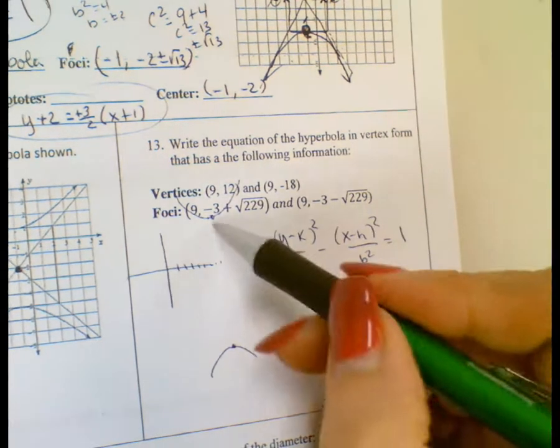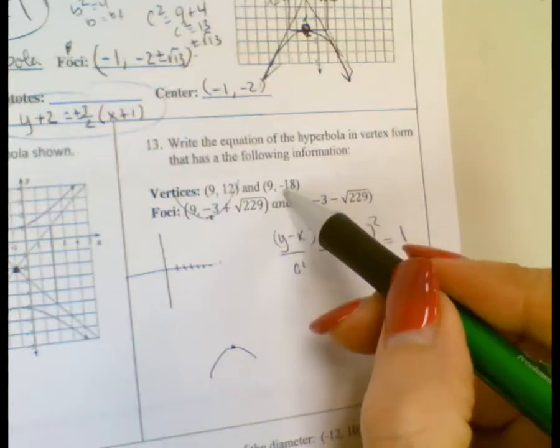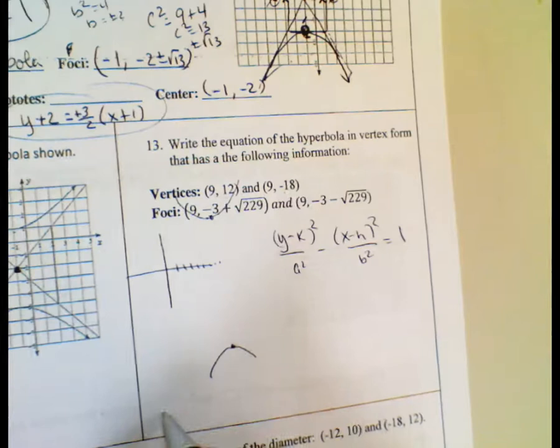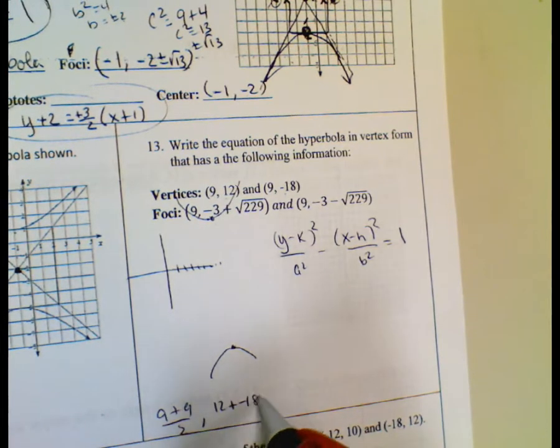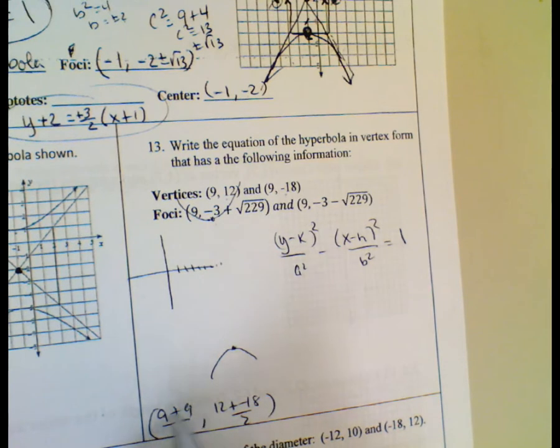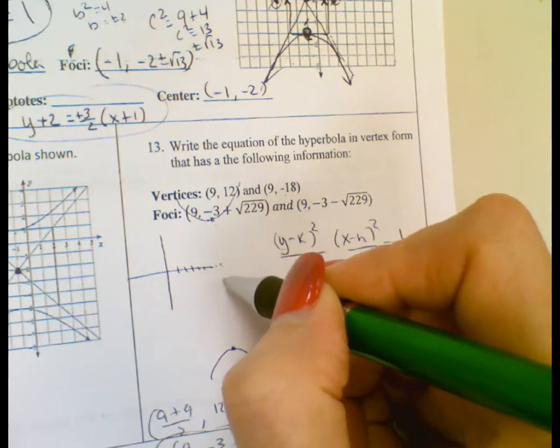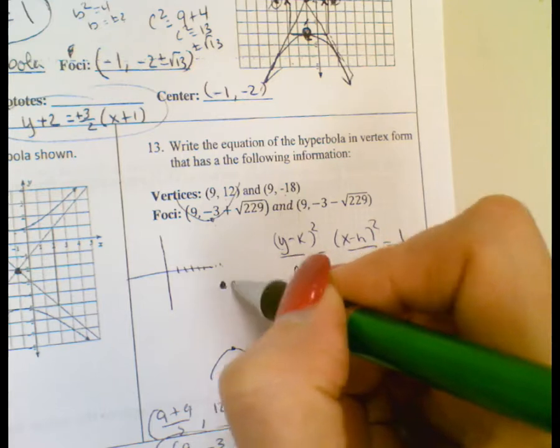So the center is the midpoint of 9, 12, and 9, -18. So if you did like a midpoint formula, you'd go 9 plus 9 over 2 and 12 plus negative 18 over 2. This is the midpoint formula. 18 over 2 is 9. This is negative 6 over 2, which is negative 3. This is the center. It's the midpoint. So 9, negative 3 is like right here in the middle somewhere.